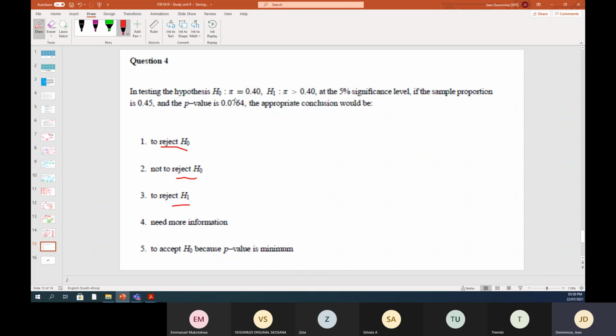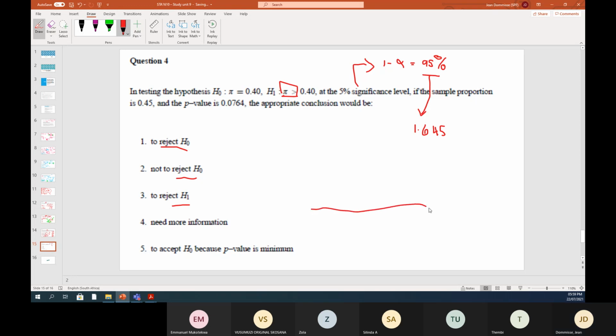In testing the null hypothesis and alternative hypothesis at the 5% significance level. Okay, so let's look at that. 5% significance level. So 1 minus alpha is equal to 95%. At that 95%, we have a one tail. So if I go to my table, 95% one tail, I get the Z value of 1,645.